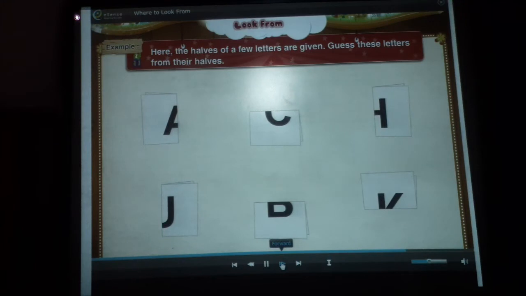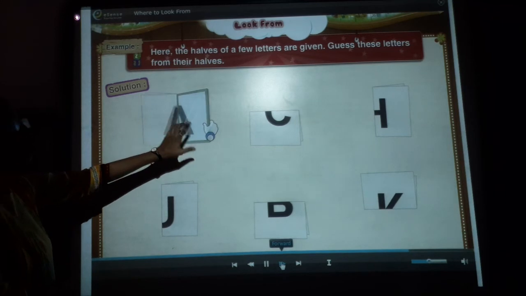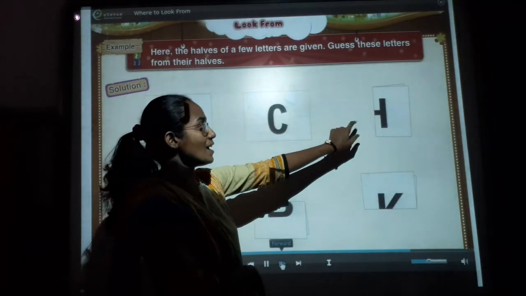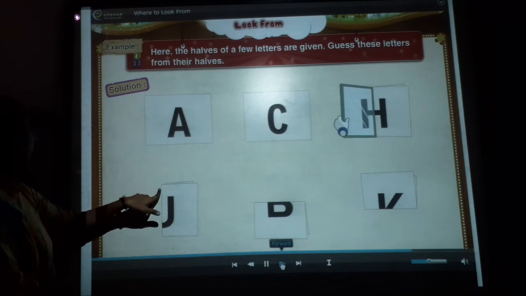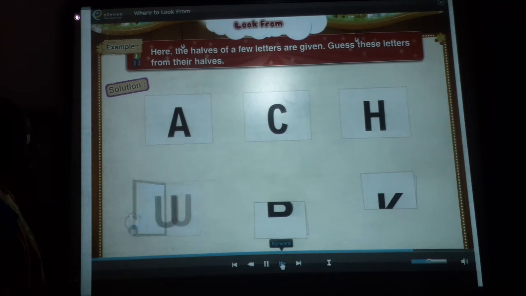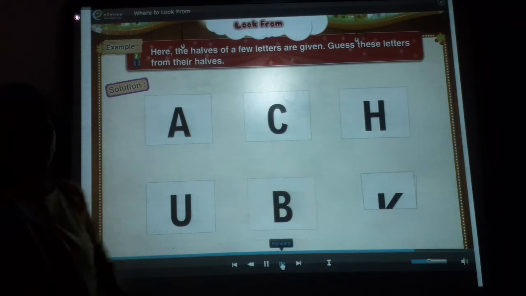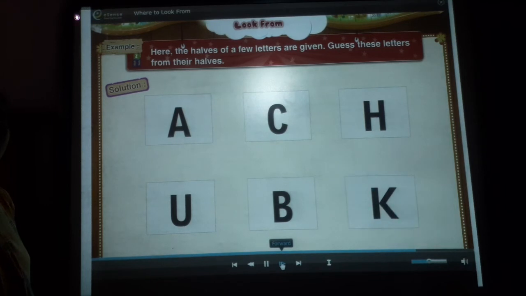Halves of a few letters are given. Guess these letters by completing their parts. Solution. If we complete the first letter, we get A. If the second letter is completed, C is formed. The third letter when completed is H. The fourth one on completion gives U. The fifth letter when completed will give B. And if the sixth letter is completed, we get K.